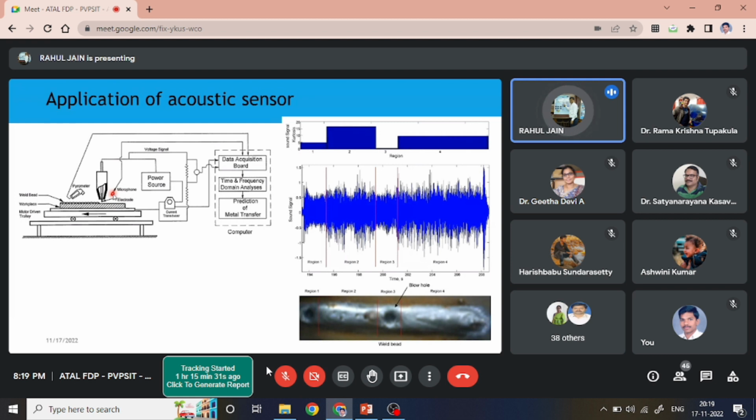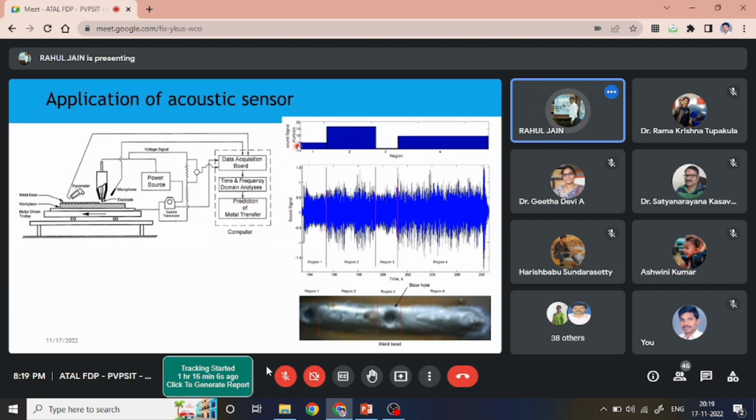Very cheap, economical. They used the microphone in order to capture the arc sound, and obviously since it's a welding setup, it is connected to a power source, and this microphone is eventually connected to a data acquisition system, right? And once you have the data acquisition system, you're basically capturing the data. Now once you capture the data, you do different kinds of analysis. It could be time domain analysis or frequency domain analysis, and based on this analysis you do the prediction of defect or metal transfer.